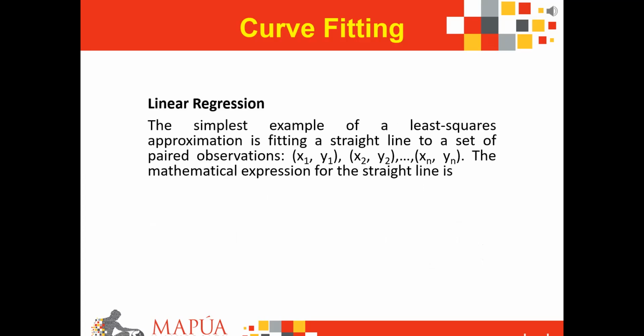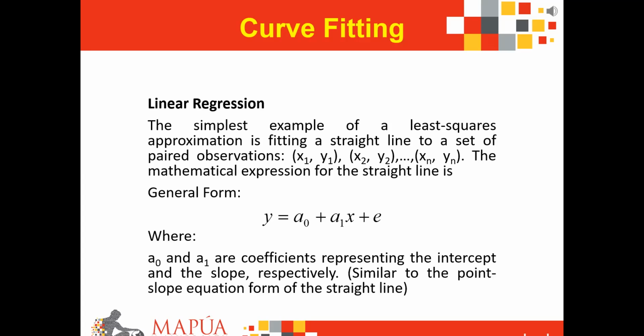Under linear regression, the curve happens to be a straight line that will approximately fit your given set of data using paired observations. The mathematical expression for this straight line is given by the general form y = a0 + a1x + e. Your a0 and a1 are coefficients that represent the intercept and the slope of your line.